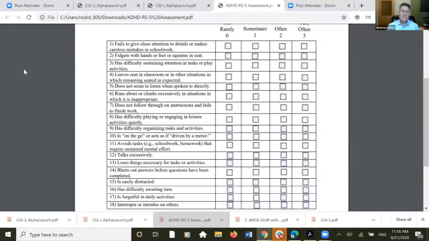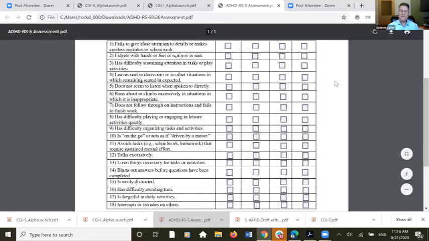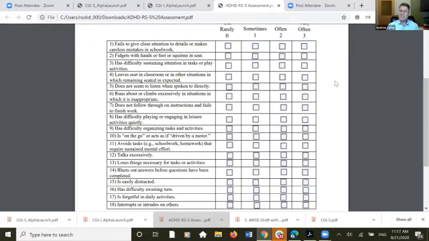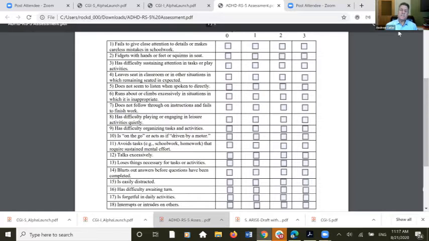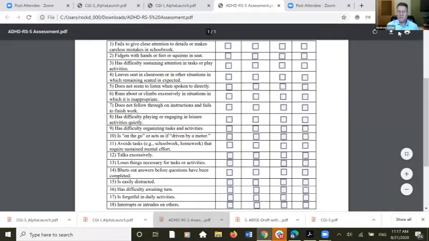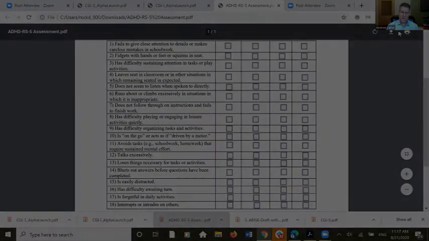The second item, fidgeting with hands or feet or squirming in the seat, that is while they are seated, moving around, fidgeting, playing with things, having trouble sitting appropriately, for instance, crossing and uncrossing the legs, sitting on one of the legs. This also would incorporate doodling, which you sometimes will hear a parent talking about.